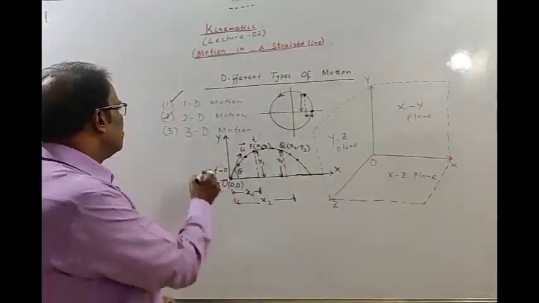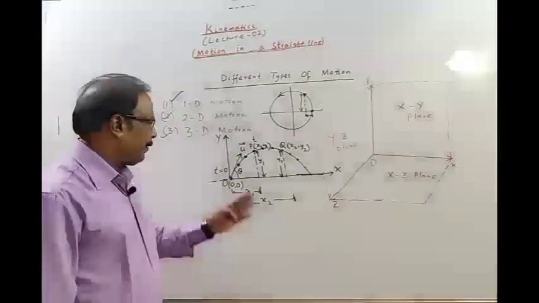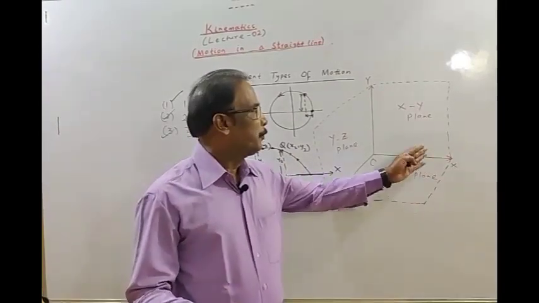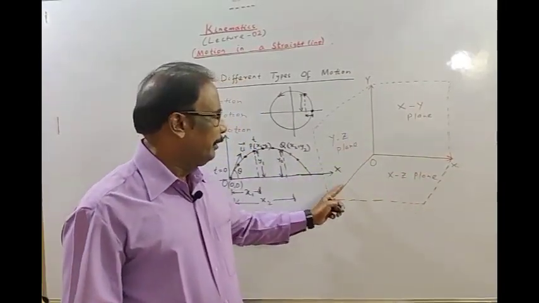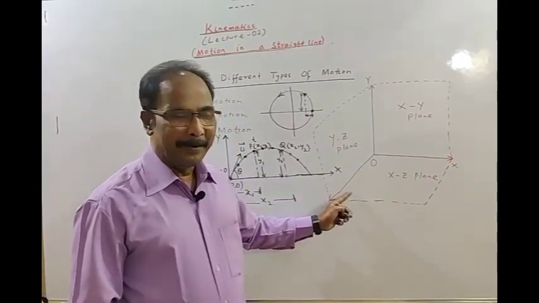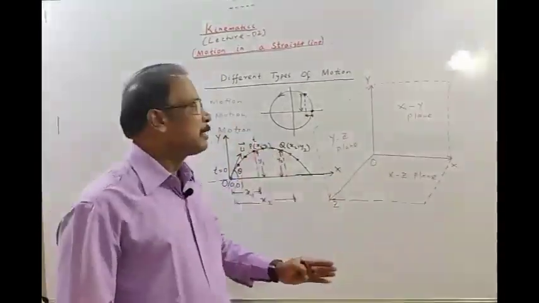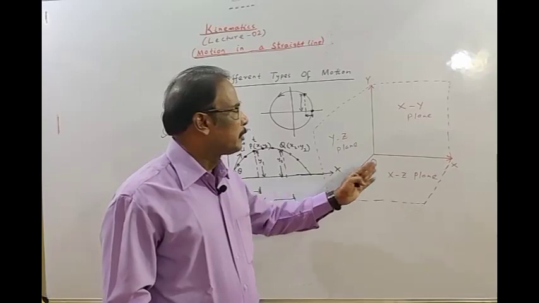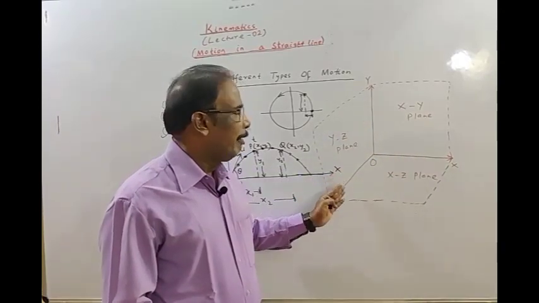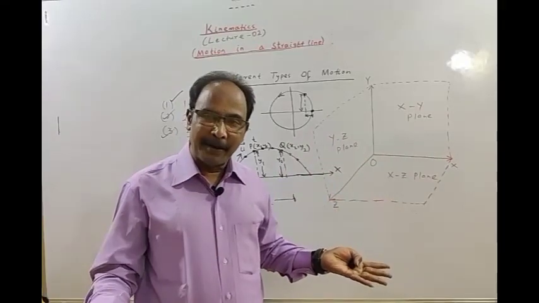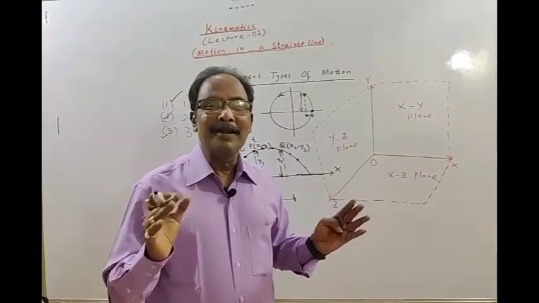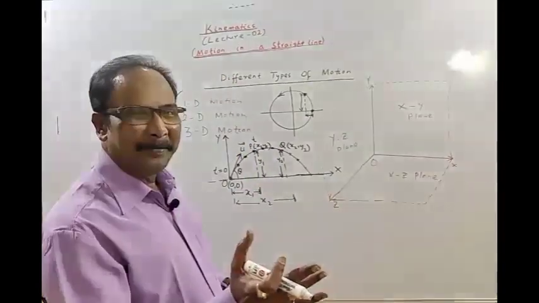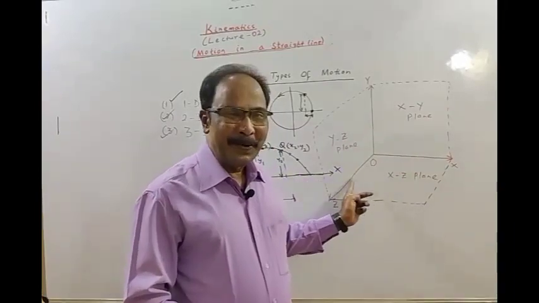Then comes three-dimensional motion. While considering two-dimensional motion, we may consider any two coordinates: x and y, or y and z, or x and z. But in three-dimensional motion, we will use all three coordinates: x coordinate, y coordinate and z coordinate, the space coordinates, as we have discussed in the Cartesian coordinate system. So for three-dimensional motion, we have to use all these coordinates.